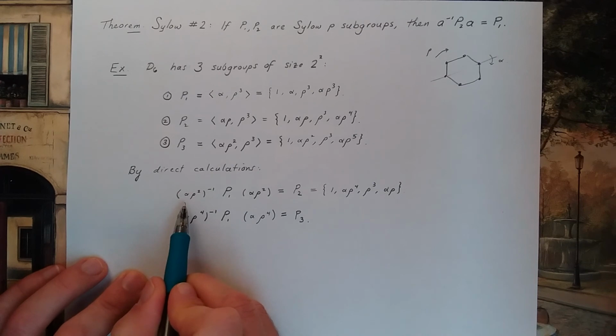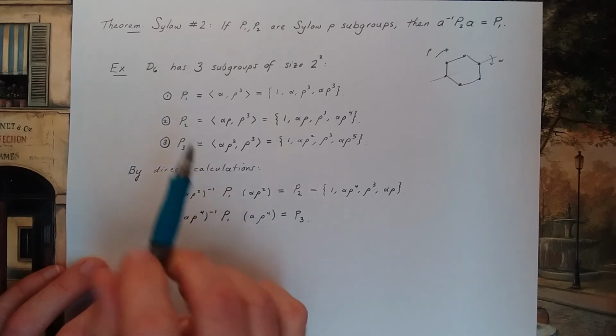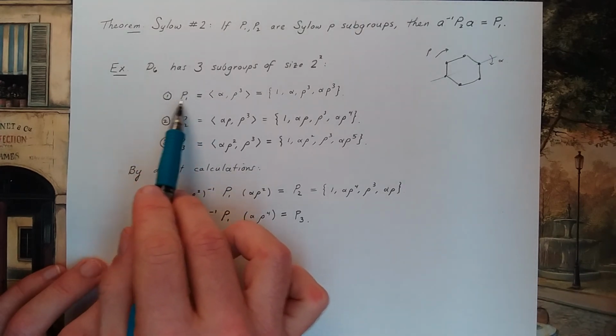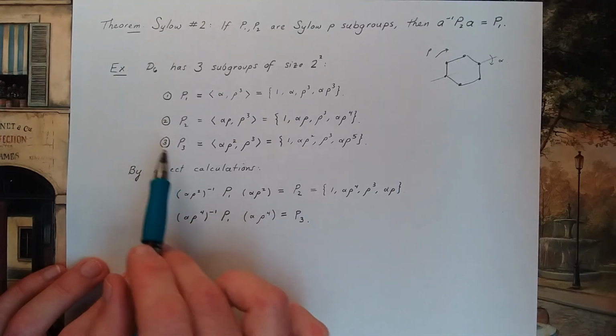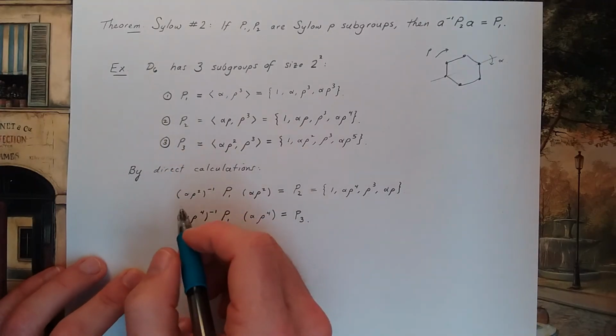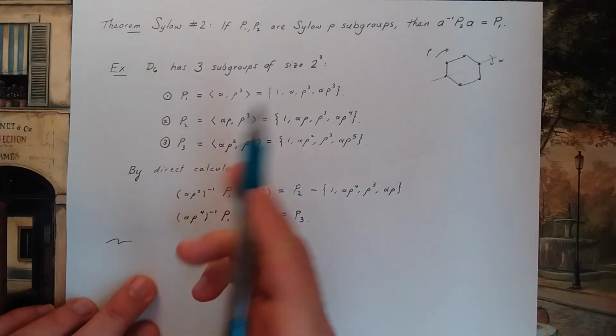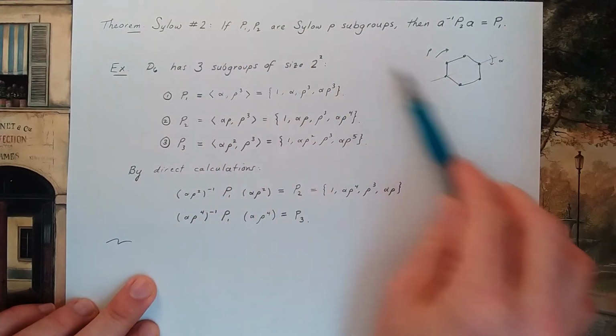But this does show that P1, one of the Sylow 2 subgroups, can be turned into any of the other two with this conjugation operation. So that's an example of what Sylow's second theorem is saying.